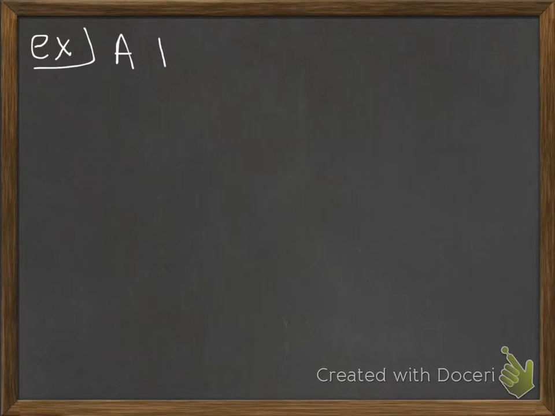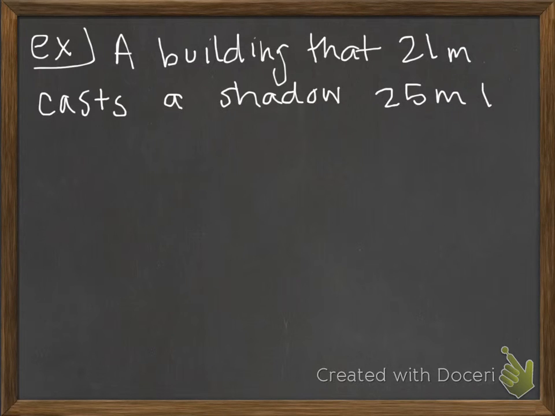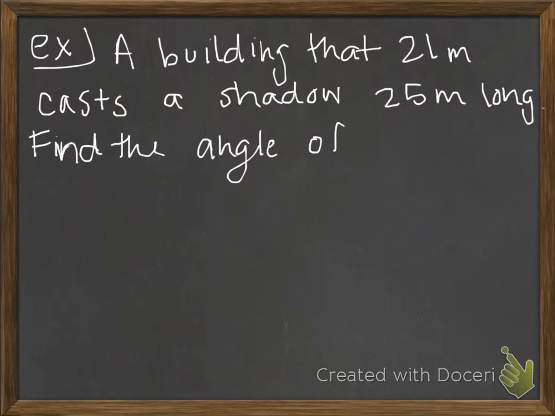So it says a building that is 21 meters casts a shadow 25 meters long. Find the angle of elevation to the sun.